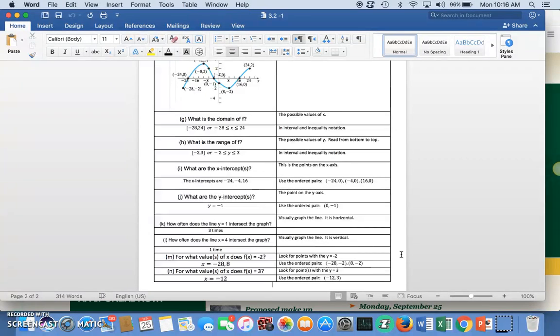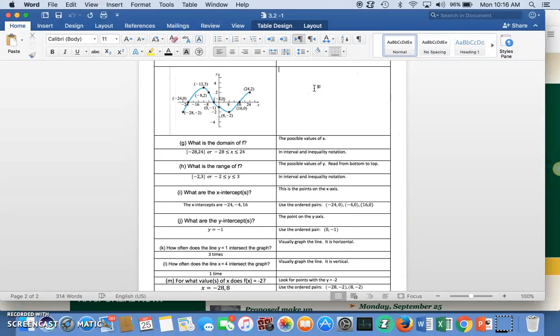Then it says, for what values of x does f of x equal negative 2? So you want to know where y is negative 2. This happens at 8 and negative 28. So negative 28 and 8. And for what values of x does f of x equal 3? Okay, where does y equal 3? Y is 3 right here, and the corresponding x is negative 12.